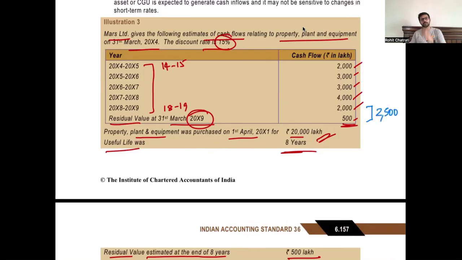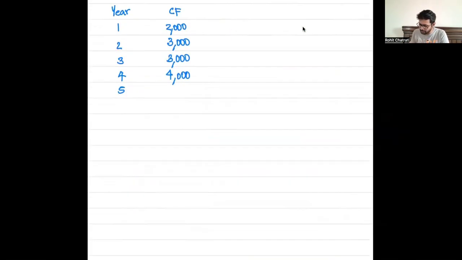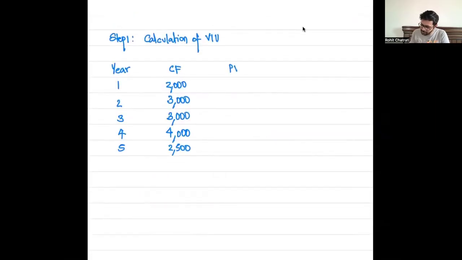At the end of the 5th year, I expect to receive 2500 lakhs, 2000 from the ongoing operations. And at the end of the 5th year, I will also sell the asset. And therefore, I expect to receive 2500. All right, so we receive 2500. We calculate present value factor at 15%. The discount rate given is 15%. And then we have finally the discounted cash flow.